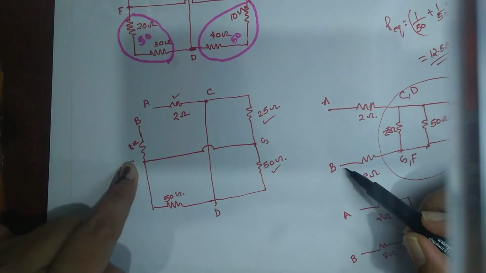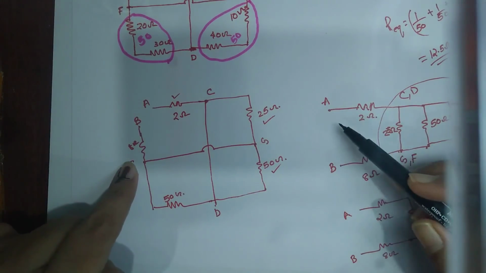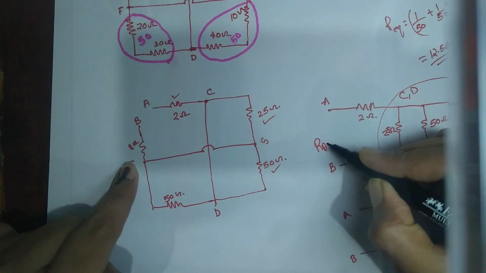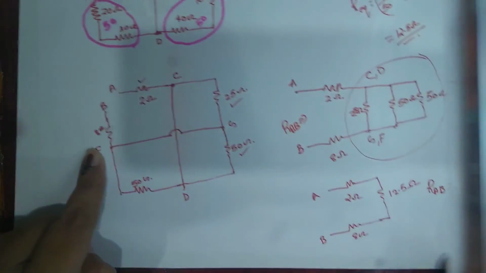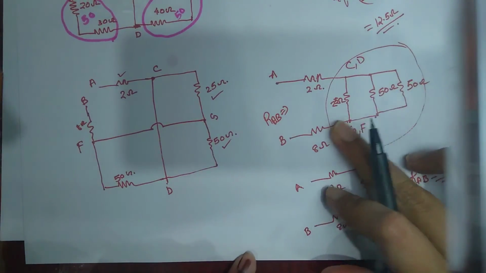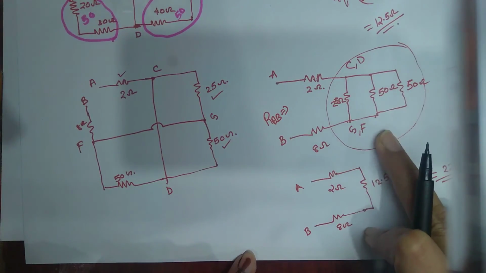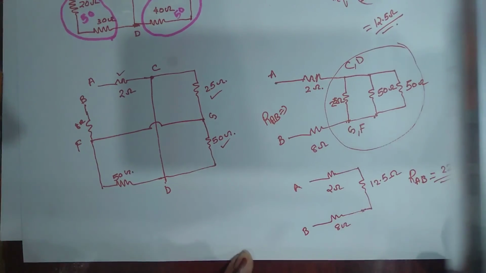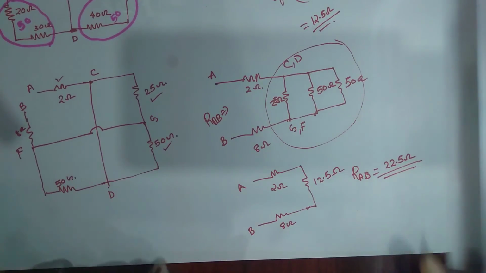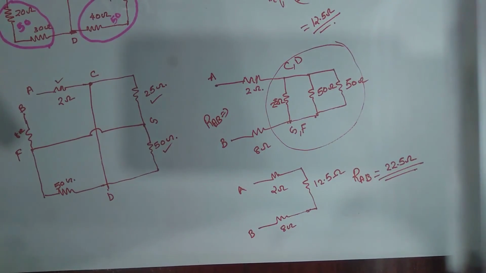So I have just drawn like this so that we can find out the resistance, that is RAB. So these three are in parallel and I got it as 12.5 plus 8 plus 2, that is 22.5 ohm. I hope you understood. The question is very easy.